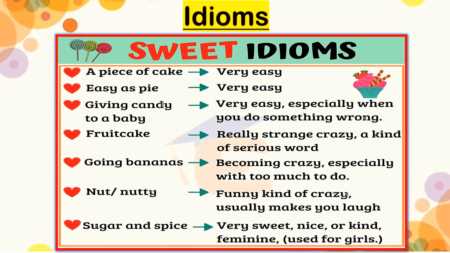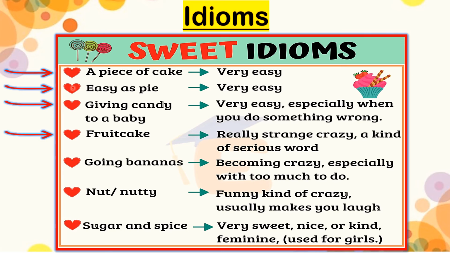Now, class, these are some examples of sweet idioms. You can use them with your friends when talking to them, or you can use them with people close to your age. So, let's read some examples. A piece of cake means very easy. Easy as pie means very easy. Giving candy to a baby means very easy, especially when you do something wrong.